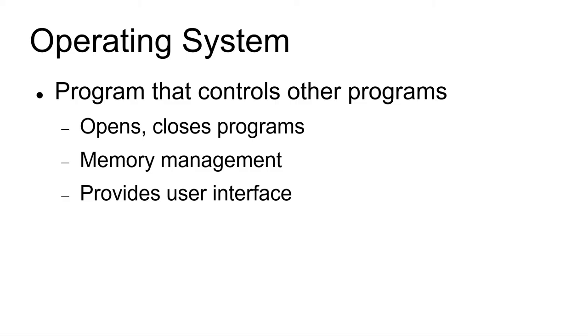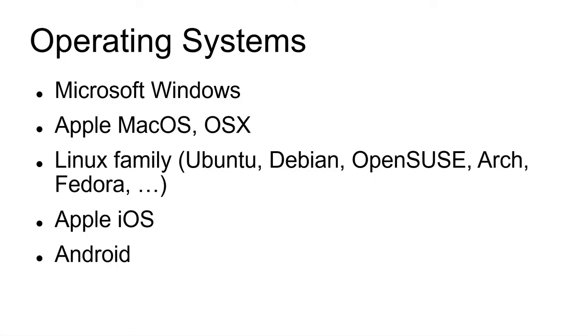So here's a few operating systems. There are many, many operating systems out there. Microsoft Windows, Apple Mac OS or OS X. Mac OS is the much newer operating system that Apple has made. OS X is the older operating system there. The Linux family of operating systems, there's a lot of those out there. There's Ubuntu, Debian, OpenSUSE, Arch, Fedora, and so on and so forth. There's so many Linuxes out there.